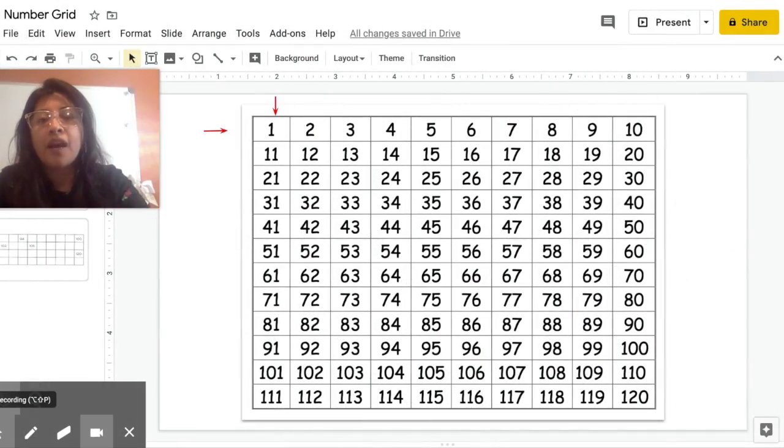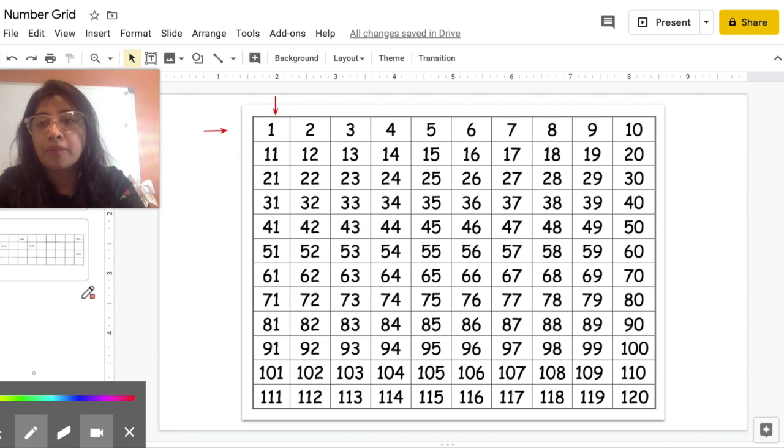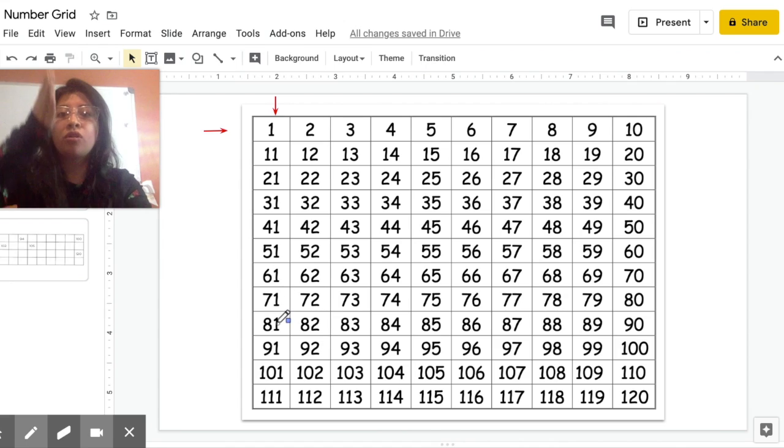Hi guys, I thought that today I would remind you about number grids and the patterns that are inside of a number grid. So the first thing that we need to learn, or remember at least, would be right here. Okay. This going down is called a column.